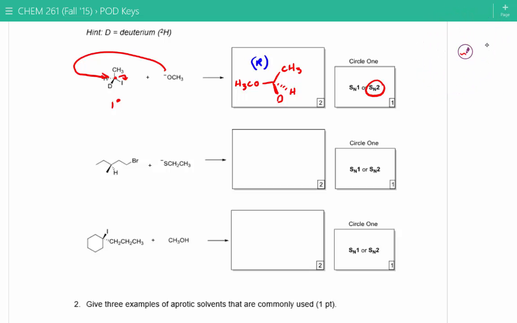Is there a potential of forming an enantiomer with an SN2 reaction? Do we get a mixture of products? No, we only get one product with an SN2 reaction, and we only get the inverted product.